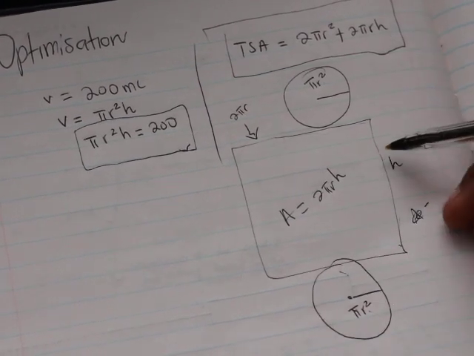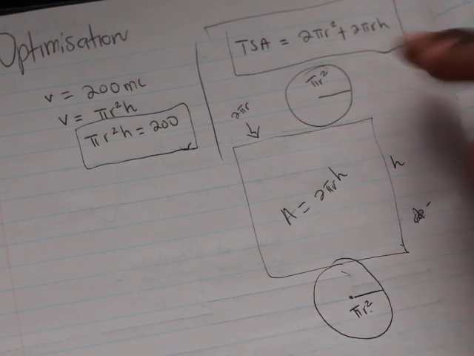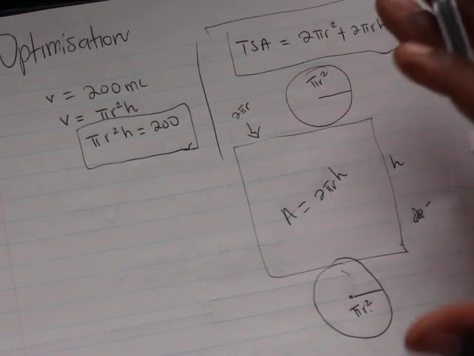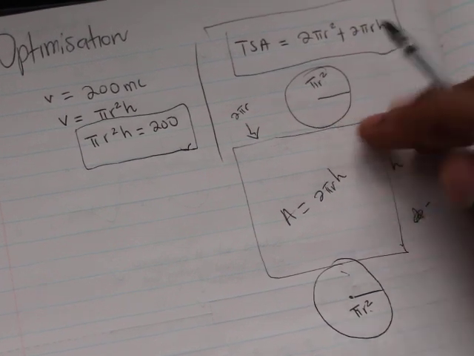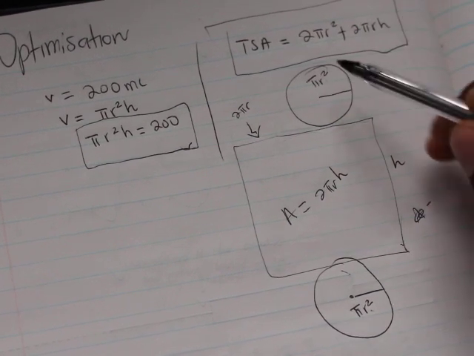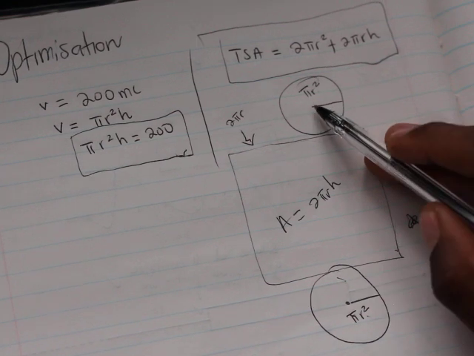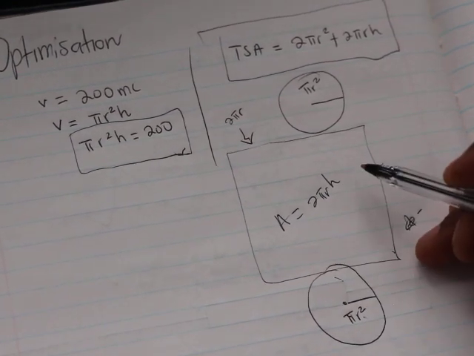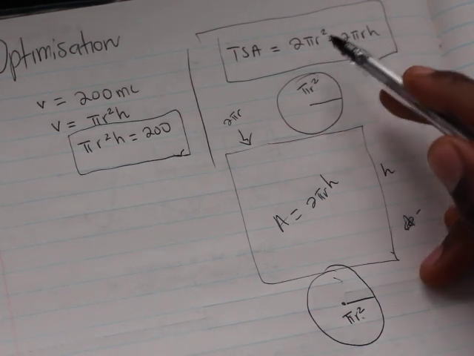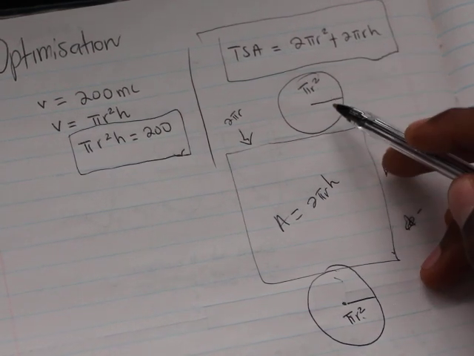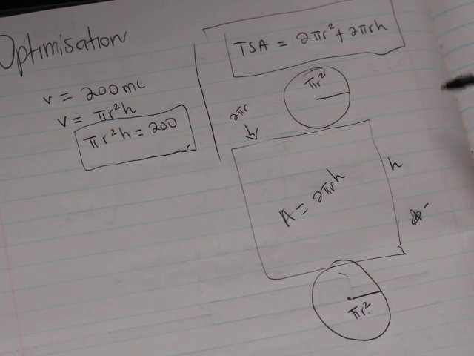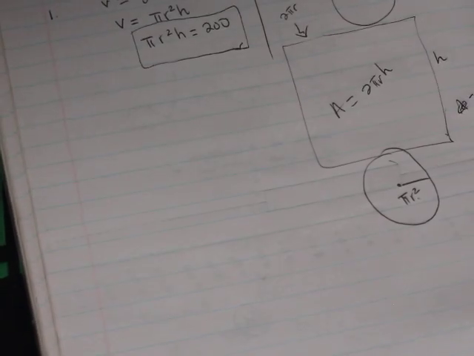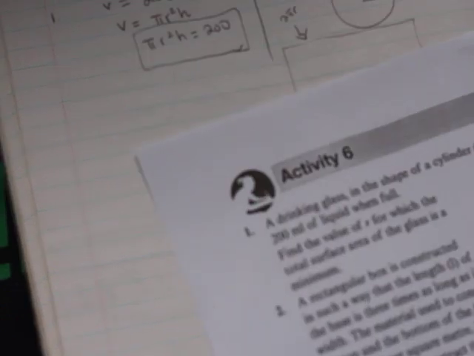Sometimes they will tell you that the thing actually has the top open. In other words, now your area is going to exclude this top part. Then it becomes pi r squared plus 2 pi r h. Okay, not 2 pi r squared, just pi r squared, because one side would be gone, right? So they spoke about the TSA. Now let's check what else is given.